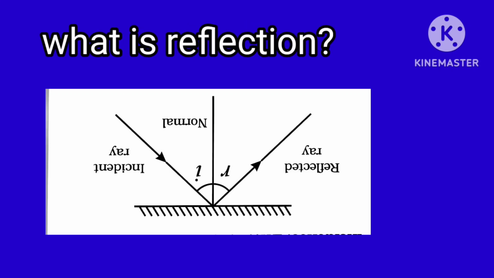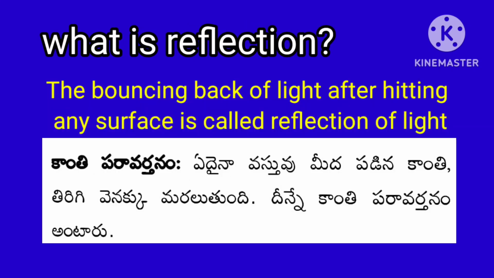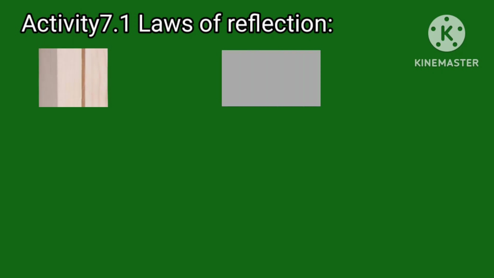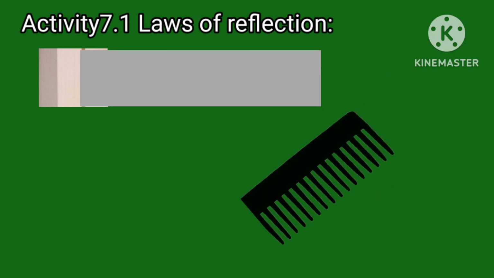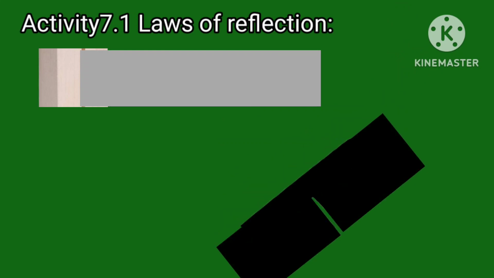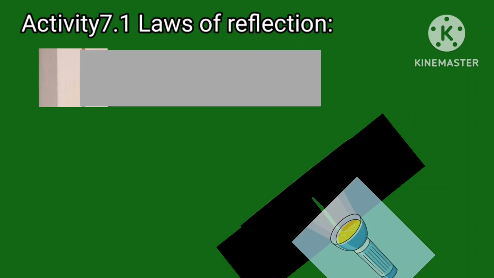What is reflection? The bouncing back of light after hitting any surface is called reflection of light. Take a wooden stand. Insert plane mirror in groove of wooden stand. Take a comb. Stick two black paper strips on the mirror so that a narrow slit is formed. Hold the comb perpendicular to the sheet of paper.